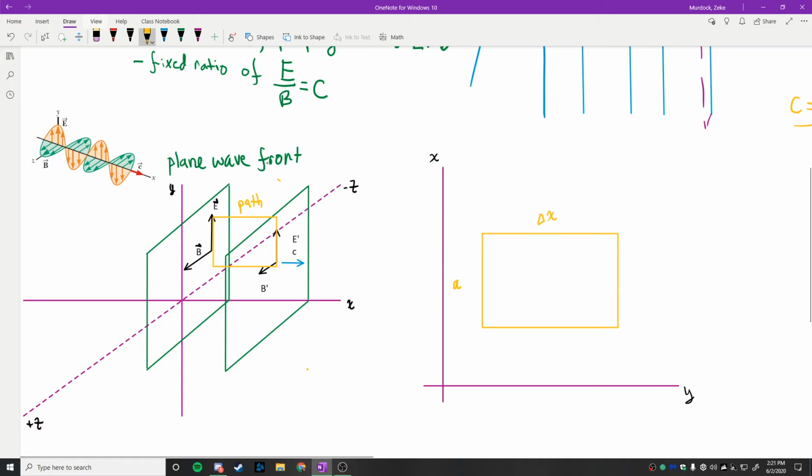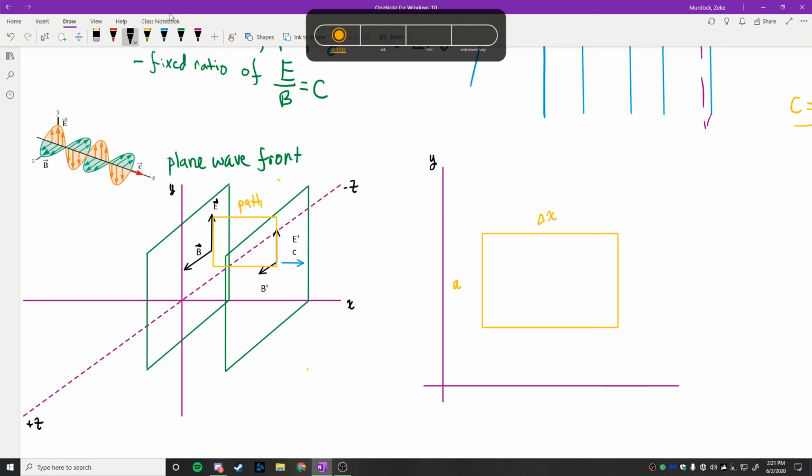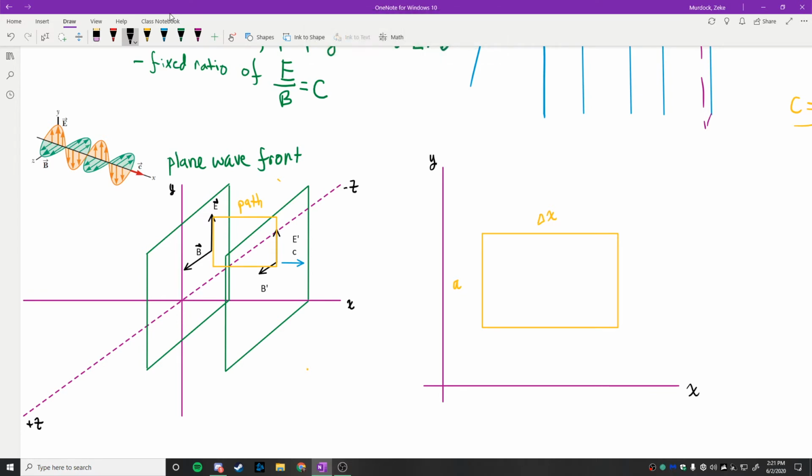And you know what I realized? I got my x and y mixed up here. That would be your y-axis. That would be your x-axis. My bad on that. Almost did it again. Y and x. So this is going to be delta x. This is going to be A of this path that we're creating here.